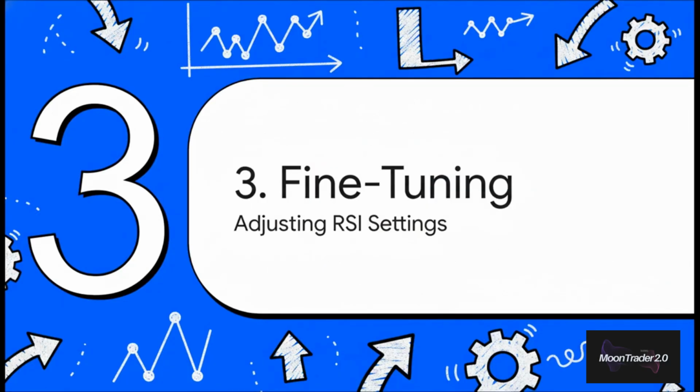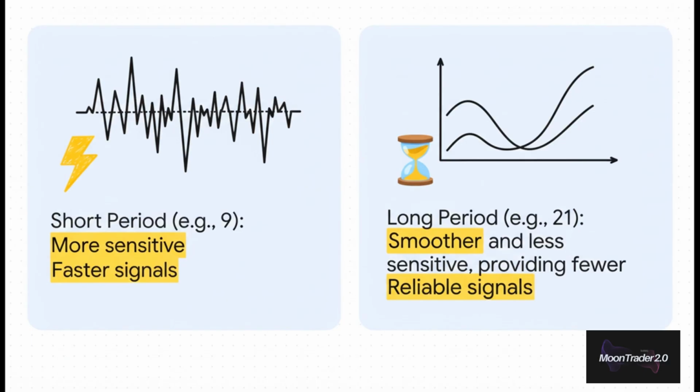Okay, but here's something a lot of people miss. Those standard settings, 70 and 30, they're not set in stone. You can actually fine-tune this thing to fit your style, which is where it gets really interesting. By default, the RSI usually looks back 14 periods, like 14 days or 14 hours, but you can totally change that. If you shorten it to, say, 9 periods, the RSI becomes way more sensitive and jumpy, great for a day trader, but you'll get more false signals. If you lengthen it to something like 21, the line gets much smoother. You get fewer signals, but they tend to be more reliable.